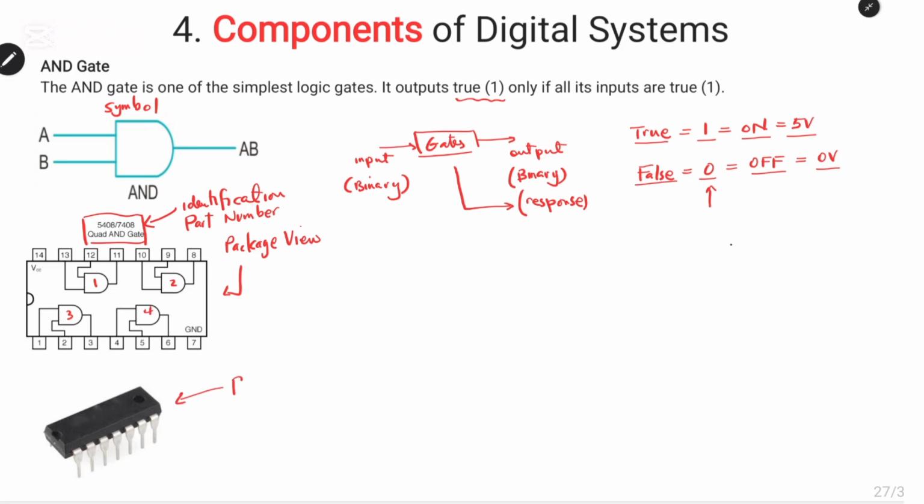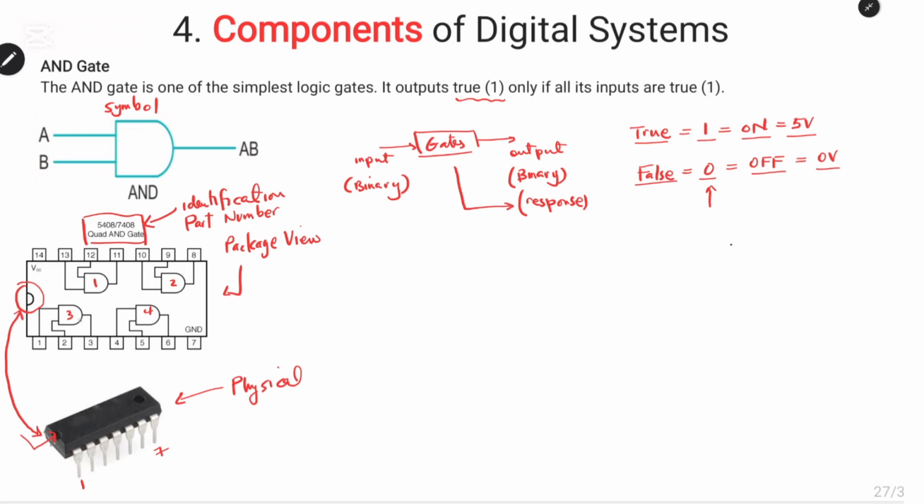The physical component can be seen in this figure, where it has pins 1 to 7, and on the other side 8 to 14, as you can see from the package view. This is the reference point of most chips. Because there are no labels given on the chip, you will identify the chip through this opening.